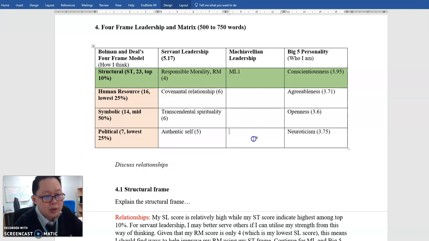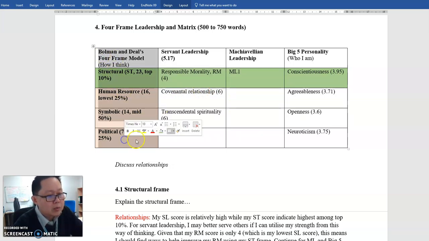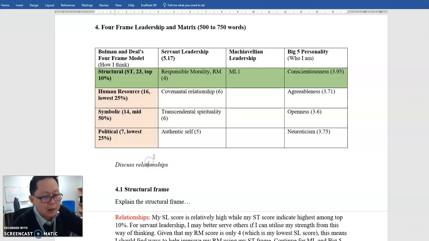So if you stop and reflect on your own score here, you would know whether you are inclined towards the Machiavellian leadership side or towards the servant leadership side. Furthermore, the Bolman and Deal model is very good to allow the student to think about how their mind works, how they see the world, what is in their thinking when they want to solve a problem, when they encounter an opportunity, how they think in their mind.